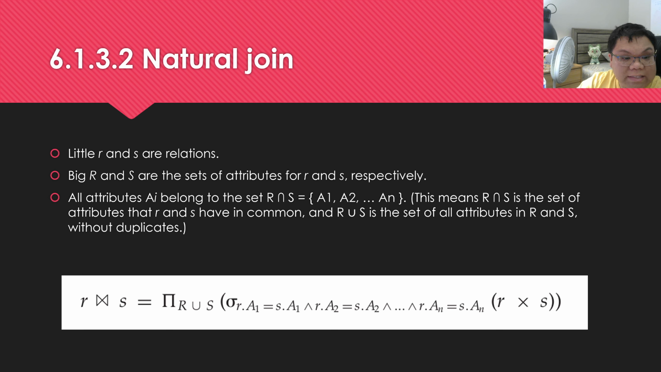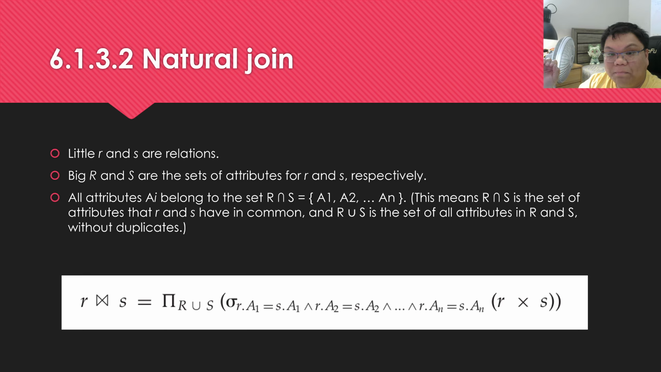All attributes A sub i belong in the set R intersect S. So, all of these attributes A sub 1, A sub 2, all the way to A sub n, those are just the attributes that R and S have in common. This means R intersect S is a set of attributes that R and S have in common. R union S is going to be all the attributes between R and S without duplicates.